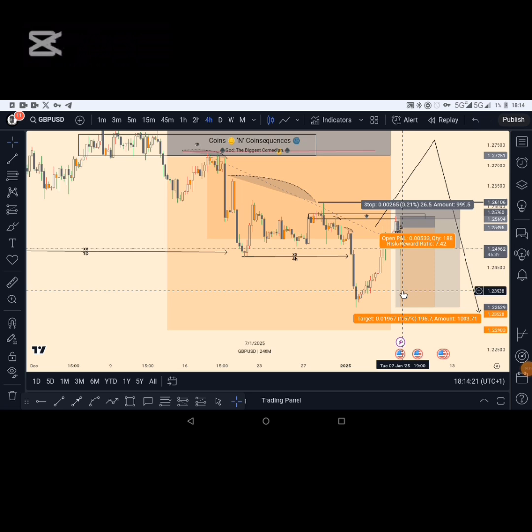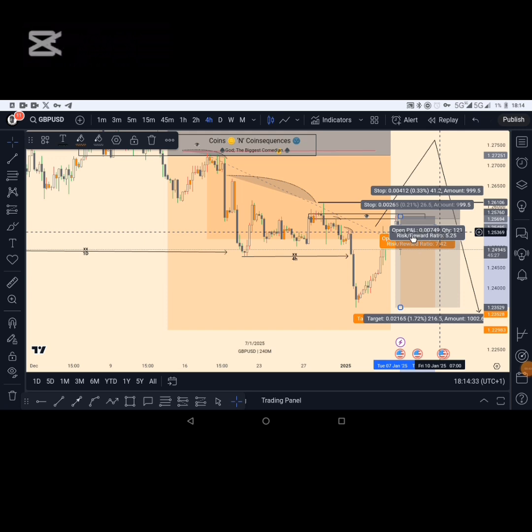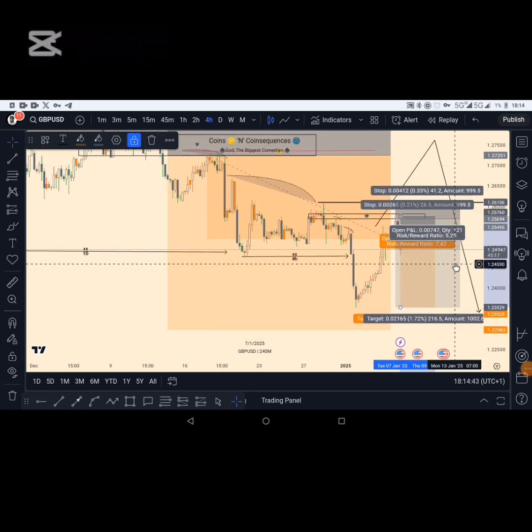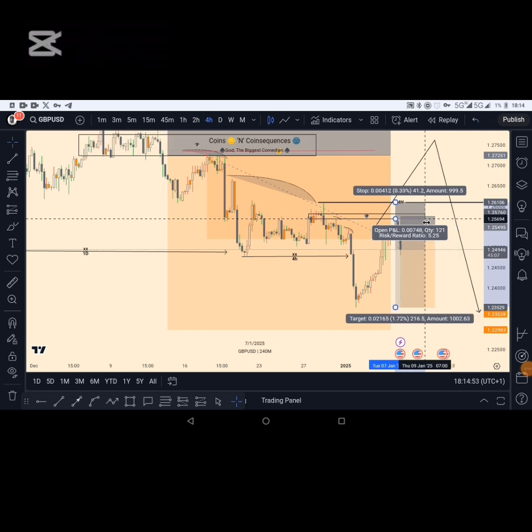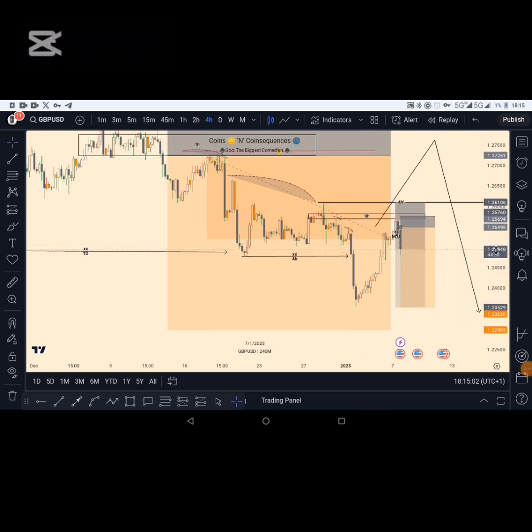Let me try and extend it so we can actually get a hang of it. So anyway, the new re-entry is 7.42 RRR. Not bad. I'm really counting on this re-entry. I'm big time counting on it.